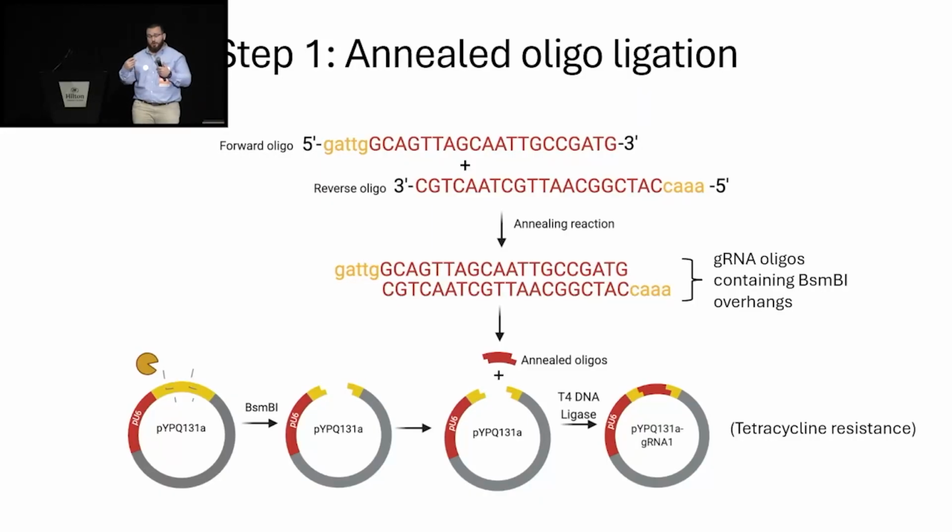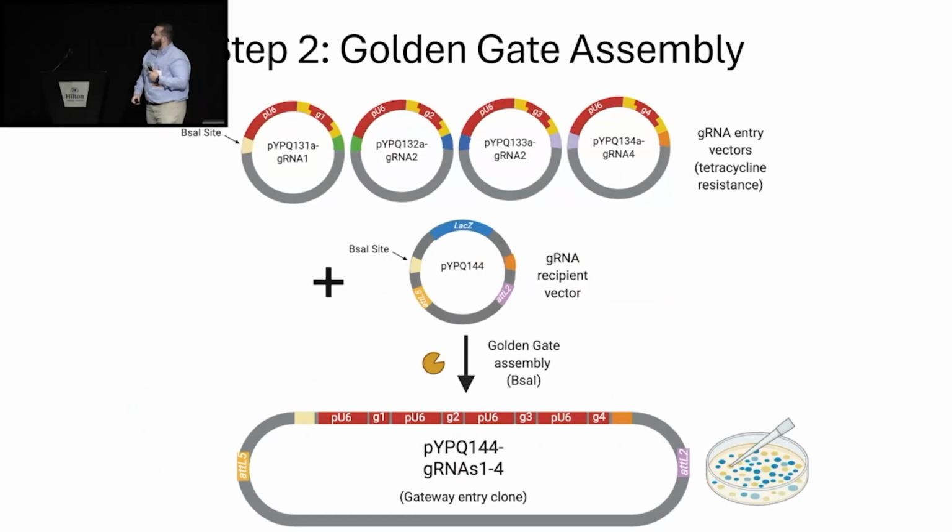And this is a very efficient reaction. Typically, you would only need to screen just one colony. This annealed oligo cloning is very efficient. So the next step is Golden Gate.